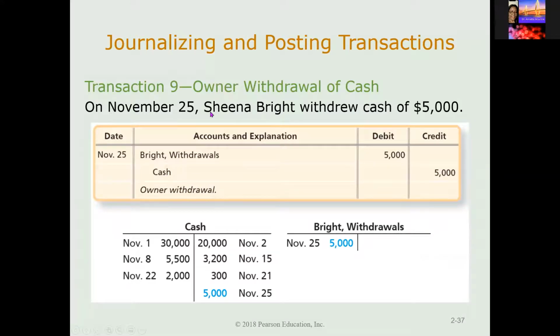Transaction 9, on November 25th, Sheena Bright withdrew cash. She withdrew cash of $5,000. So the two accounts involved here are Bright withdrawal, where it shows that she withdrew $5,000, and then cash is credited for $5,000. So cash is decreased with a credit, and Bright withdrawal increases with a debit. So the debit to Bright withdrawals decreases equity.